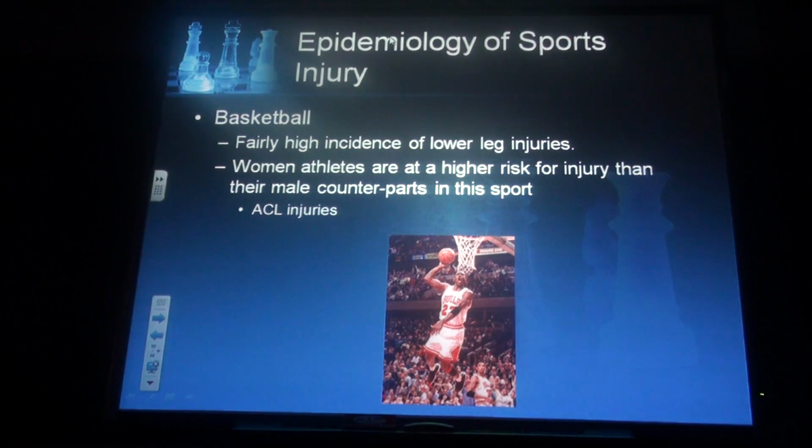Basketball, fairly high incident of lower leg injuries. Women athletes are at a higher risk for injury than their male counterparts in this sport. ACL injuries, we talked about that, the Q angle of women, it makes them more susceptible to ACL injuries.